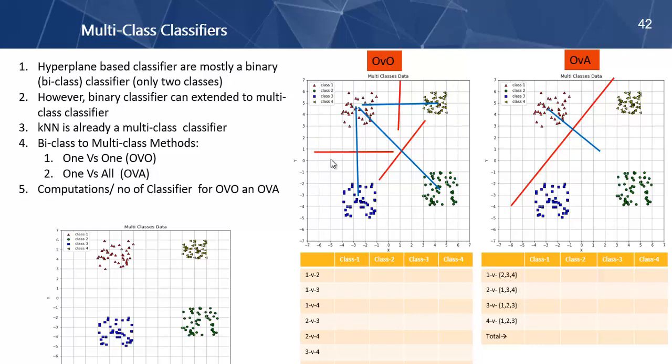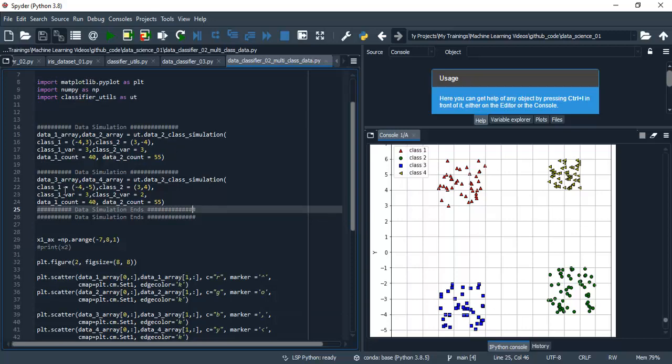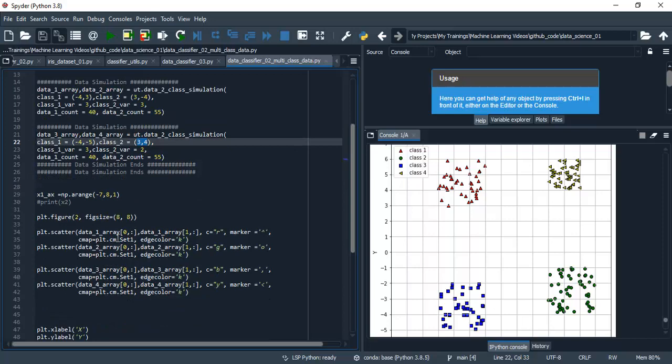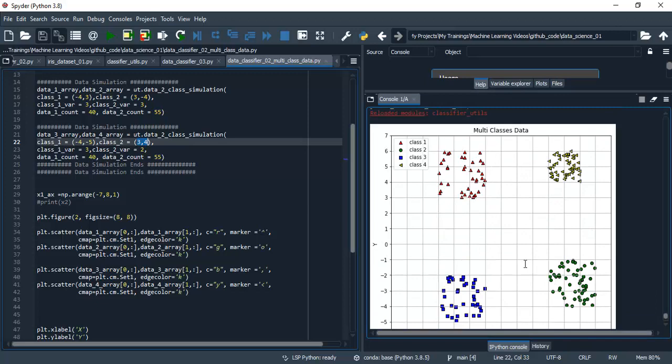Let me go back to the program and show you what I did. We already have a function for 2 classes data generation, so we ran it 2 times. The first time I ran it, the 2 classes were generated, and the second time I changed the centroids. You can also change the variance and the counts. After changing, you get 4 classes, and I plotted those 4 classes here in red, green, blue and yellow, with triangle, circle, squares, and this side triangle again. Let me run it again. Yes, this is the kind of data we got: class 1, class 2, class 3, class 4.